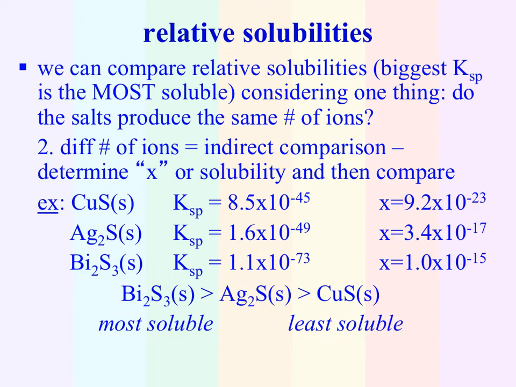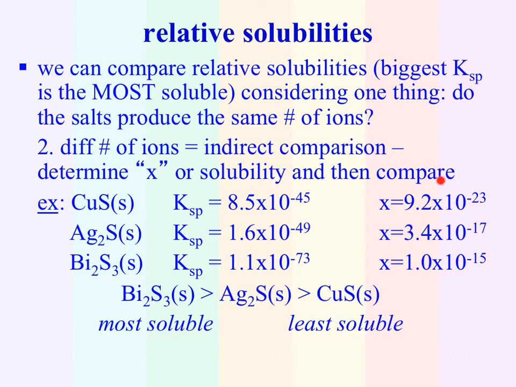Okay, so obviously some additional information would need to be provided in addition to our Ksp values, but we could subsequently find our x values in that same way that we did with the copper 2 iodate, and then compare those x values to decide which one has the largest relative solubility. So if we look at this, Bi2 S3 is the most soluble, even though it has the smallest Ksp value. So when they put a different number of ions, you can't make a direct comparison.